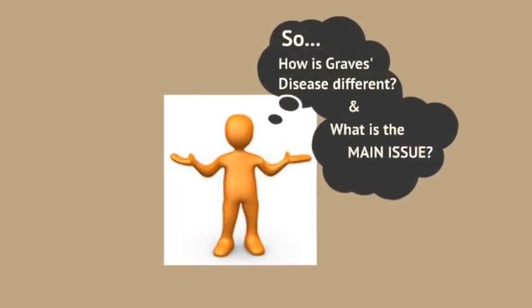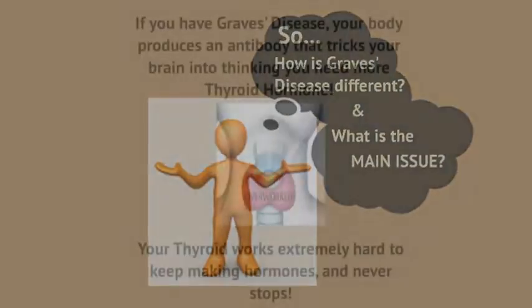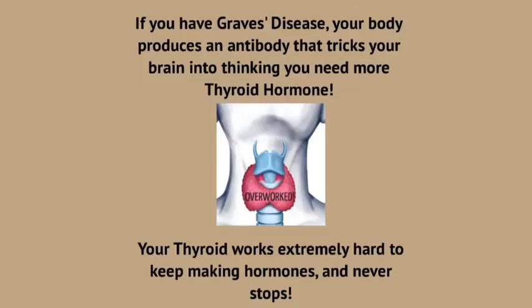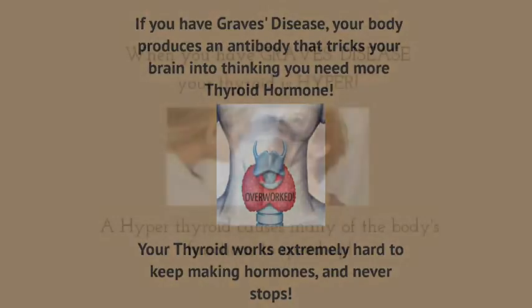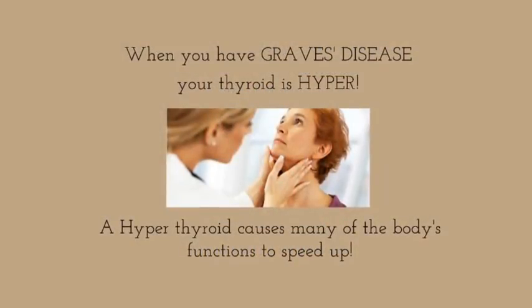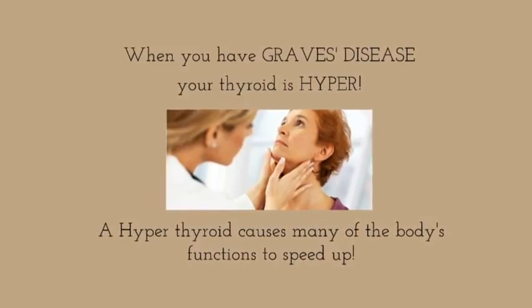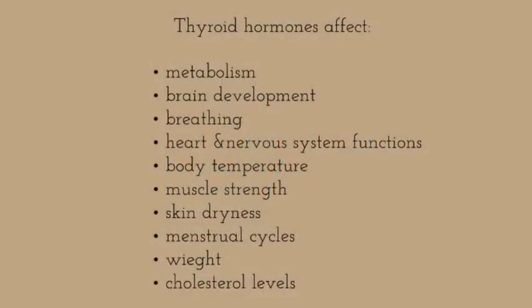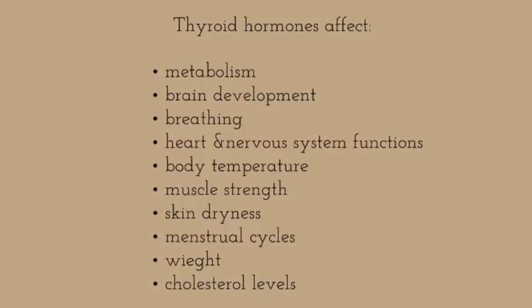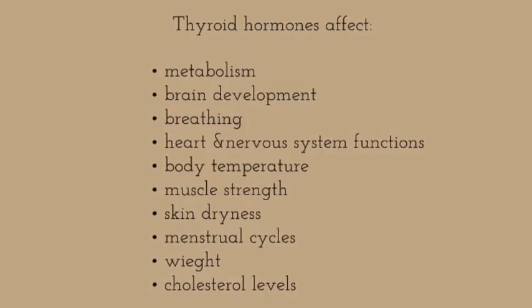So how is Graves' different and what is the main issue? If you have Graves' disease, your body produces an antibody that tricks your brain into thinking you need more thyroid hormone. Your thyroid works extremely hard to keep making hormones and never stops. When you have Graves', your thyroid is hyper. This causes many of the body's functions to speed up. Here is a list of the body functions that the thyroid hormones can affect.